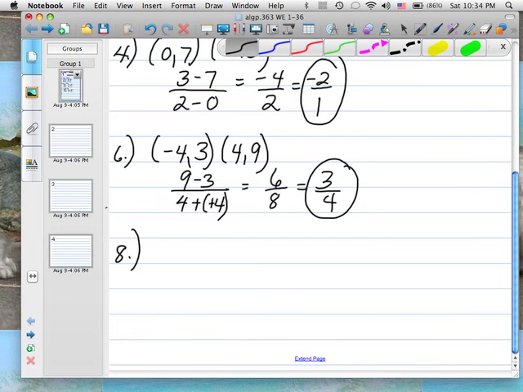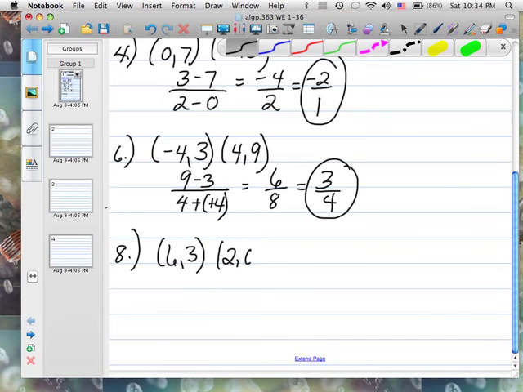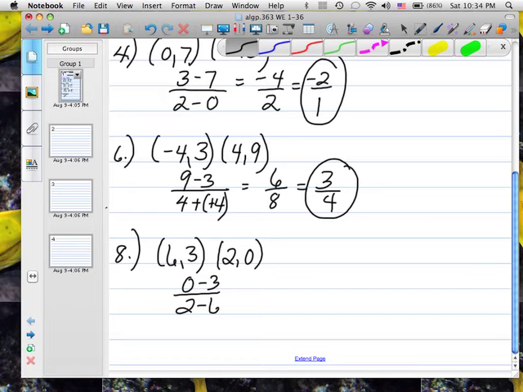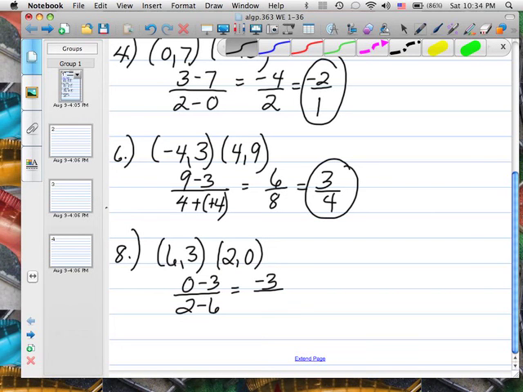Number 8, our ordered pairs are (6, 3) and (2, 0). Change in y, 0 minus 3 over the change in x, 2 minus 6. So that's a -3, 2 minus 6 is -4. Negative divided by negative is positive 3/4.